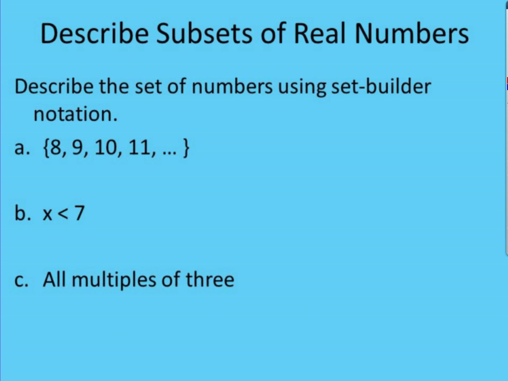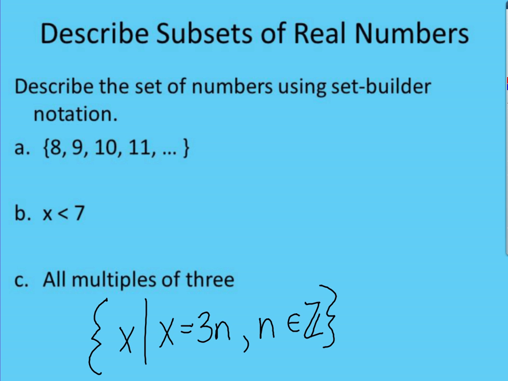On part C, we're talking about all the multiples of 3. So that would be 3, 6, 9, 12, all of those numbers going up. If you notice, all of those numbers are integers. But we're going to have x such that it is a multiple of 3. So we're going to say x such that x is equal to 3 times n. And in this case, we're not going to talk about where x is located. We're going to talk about what group of numbers that n is located in. And n is going to have to be located in the integers. So for this set builder notation, we have x such that x is equal to 3n, where n is an element of the integers.